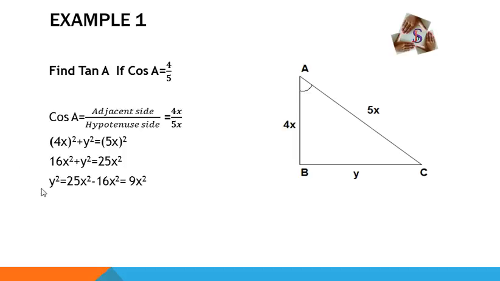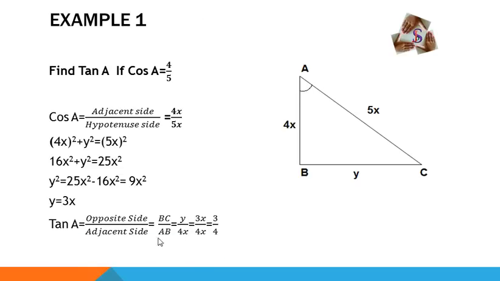Therefore, y square is equal to 25x square minus 16x square. We are bringing 16x square to the other side. So y square is equal to 9x square. Therefore, taking root on both sides, we get y to be equal to 3x. So what is y? y is opposite to our reference angle A. So it is the opposite side.